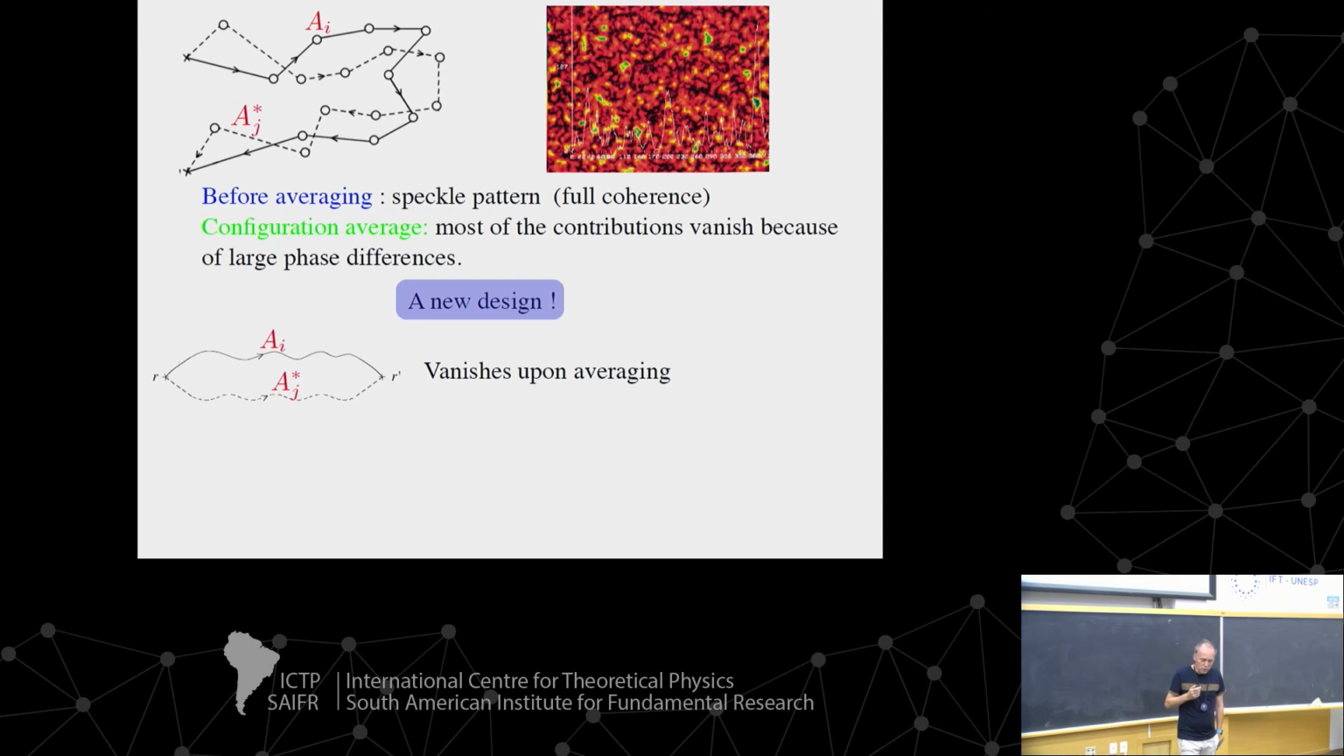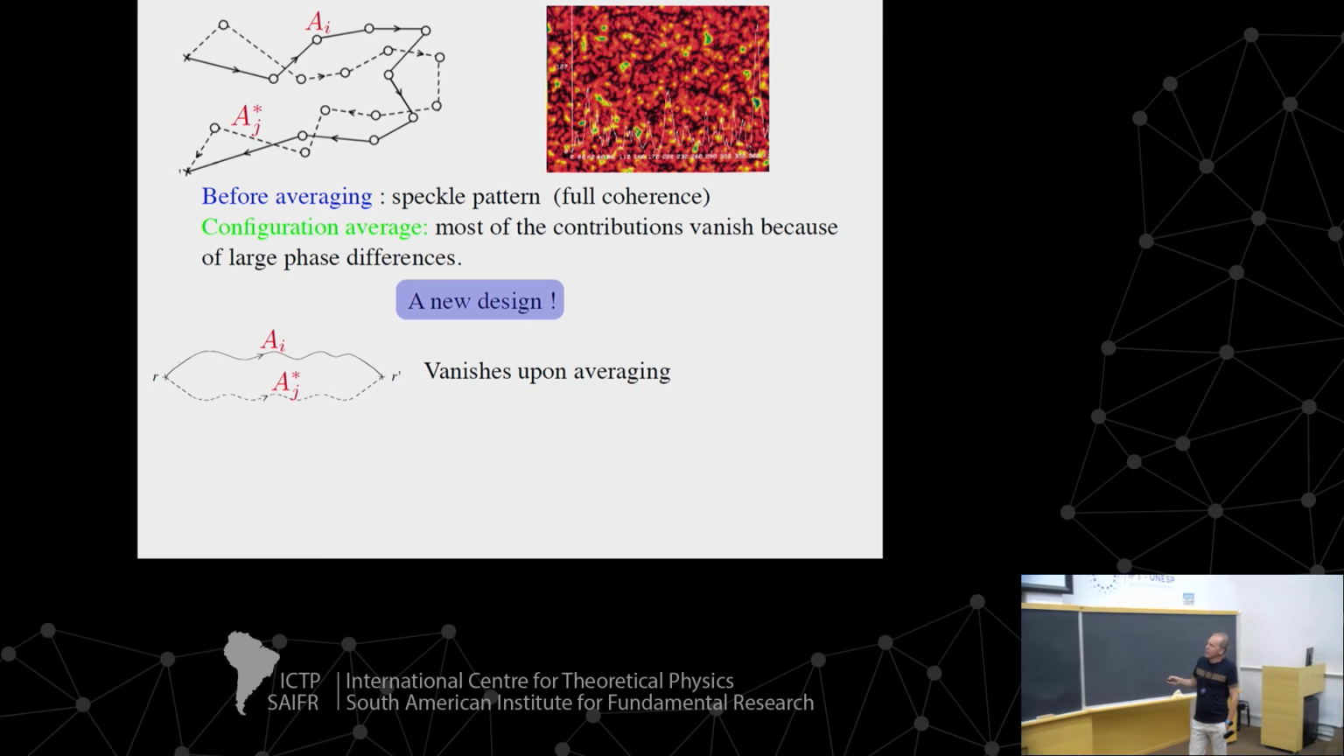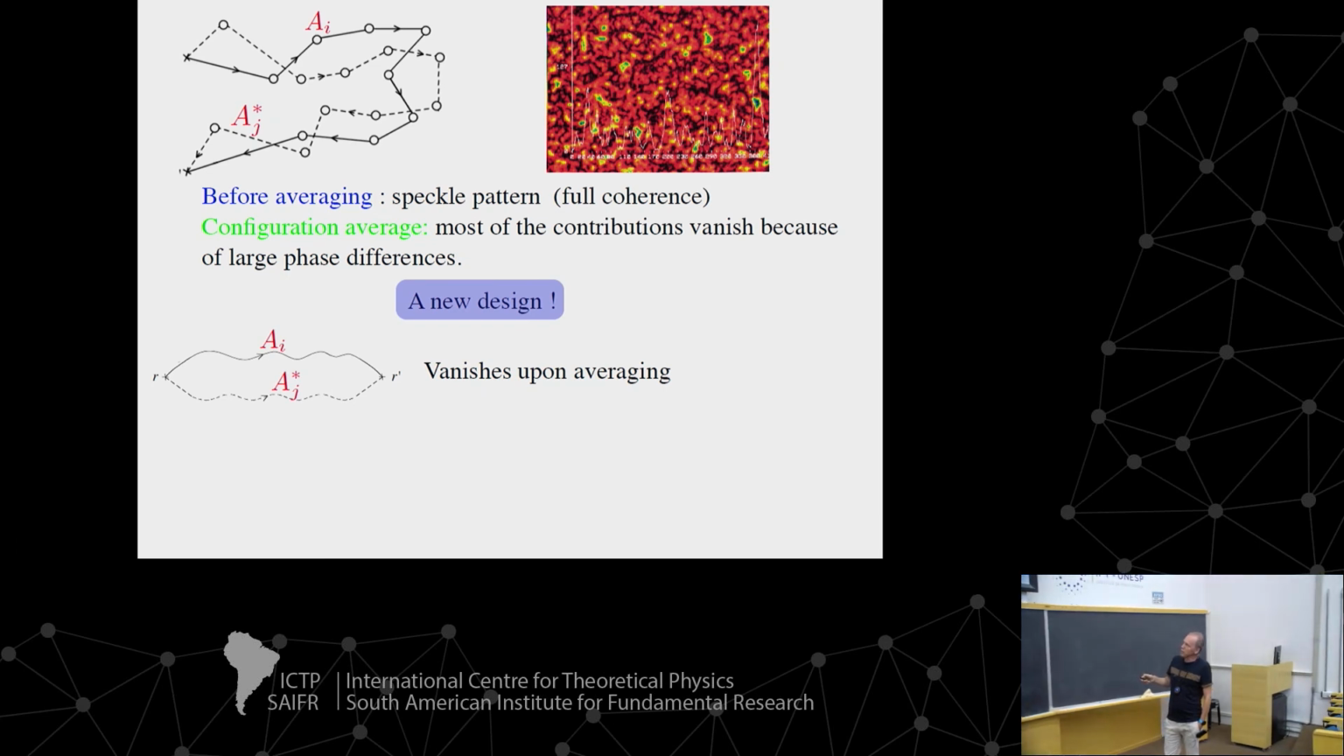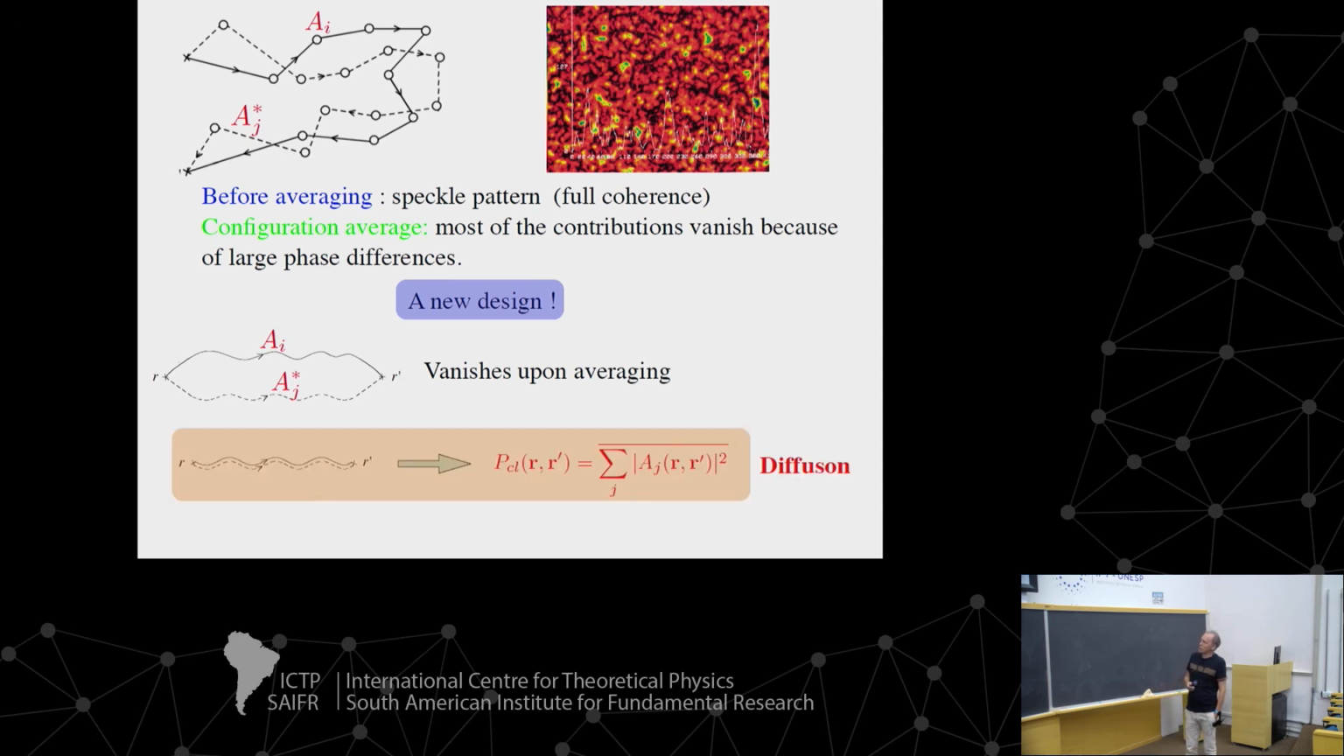Okay, so now I just want to propose to you a new diagram, and this is the diagram. When I have two multiple scattering paths that differ, I just draw it that way. And this vanishes upon averaging, and what remains are only those coupled identical trajectories, and the probability that I was defining before is now the classical probability. So this is this index CL, and this is just given by this.